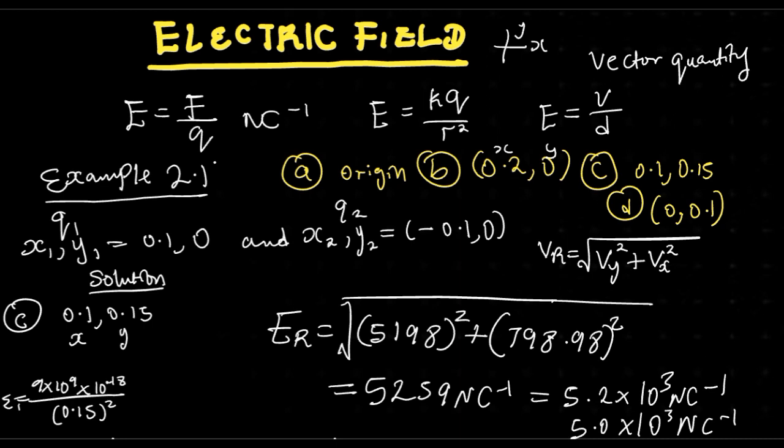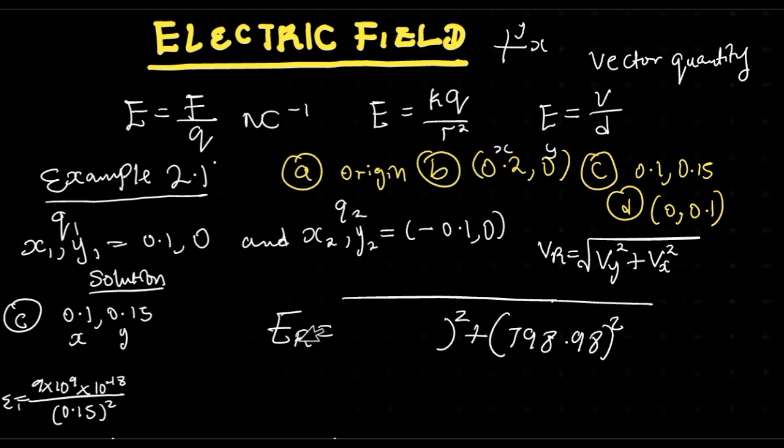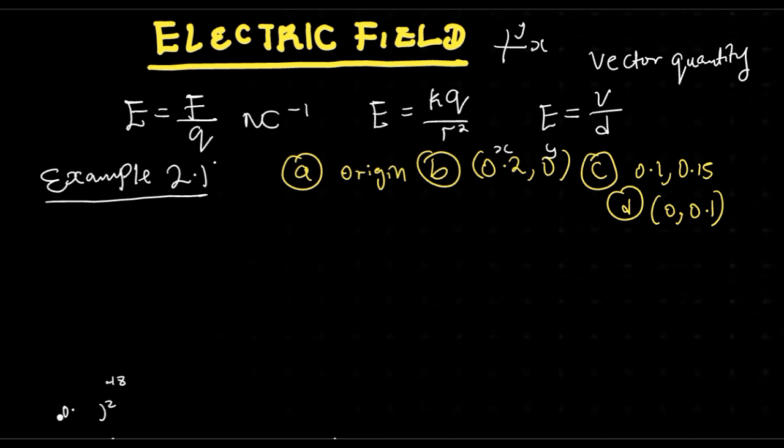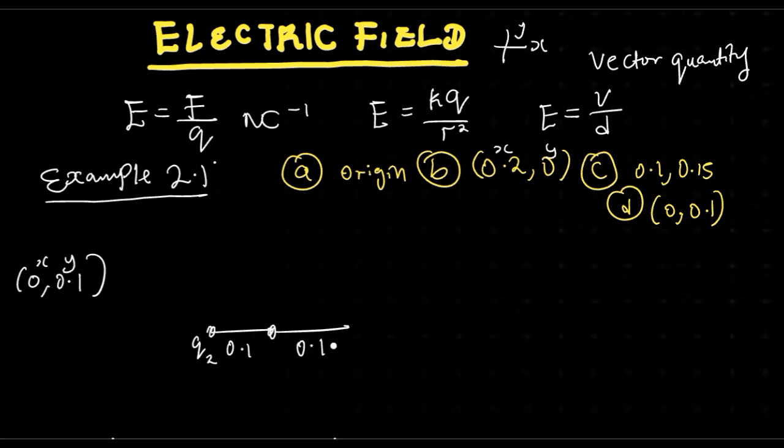Okay, let me just give you a clue on how to do the D. The same thing, right? This is your X, this is your Y. And you already know your coordinates, right? That Q2 is 0.1, and this is 0.1 Q1. So what is it trying to say? X is equal to 0, then Y is 0.1.